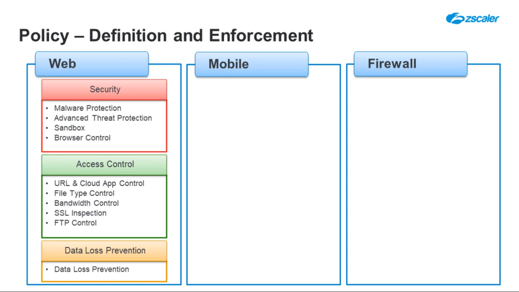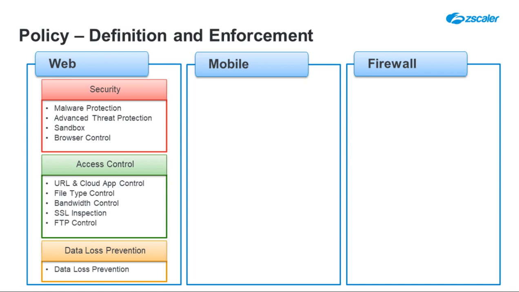The policy configuration area can be found by clicking on the policy menu in the admin portal. The policy menu is then broken down into the web, mobile, and firewall areas. The web policy area is the most extensive and allows the creation of security, access control, and data loss prevention policies. The security policies available to be configured are malware protection, for configuring protection from viruses, trojans, worms, adware, spyware, and other unwanted applications.